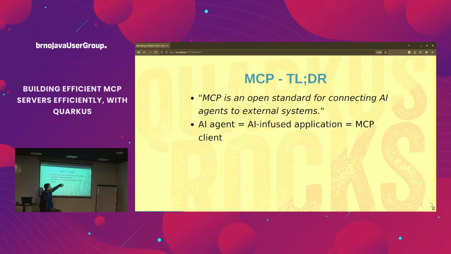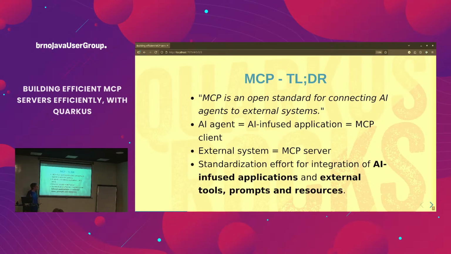But AI agent, what does it mean here? AI-infused application is a synonym, and in the context of MCP, that's an MCP client, and it's basically an application that is using or leveraging a large language model behind, right? So it could be, for example, a chatbot. Typically, you have a client application that sends some prompts to the model and back. And external system here represents the MCP servers, and this is the part we are going to talk about.